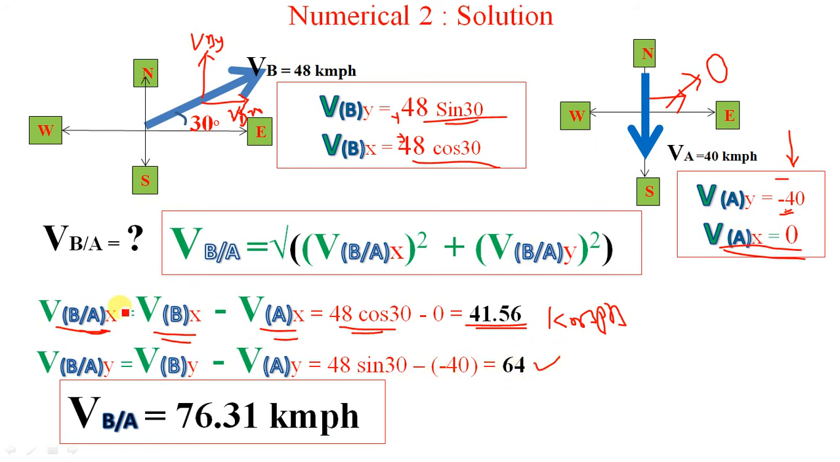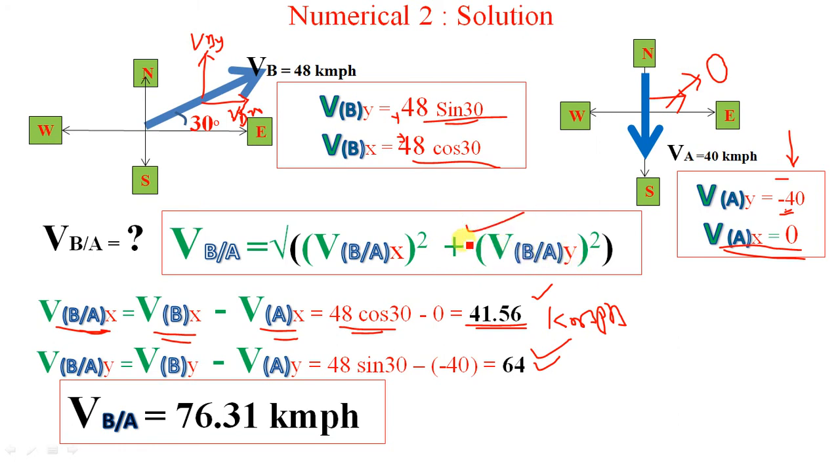Now the relative velocity of B with respect to A in the x direction is known, and the relative velocity of B with respect to A in the y direction is known. Now we have to find the resultant of these two. So it comes out to be, by applying the formula, VBA is equal to the square root of VBAx squared plus VBAy squared.